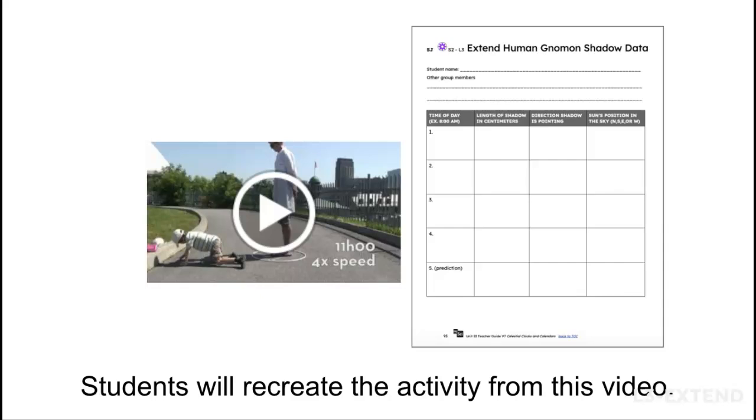For the optional Extend, students will recreate the human sundial activity. Students will record data on the Extend Human Gnomon Shadow Data student journal page throughout the day.